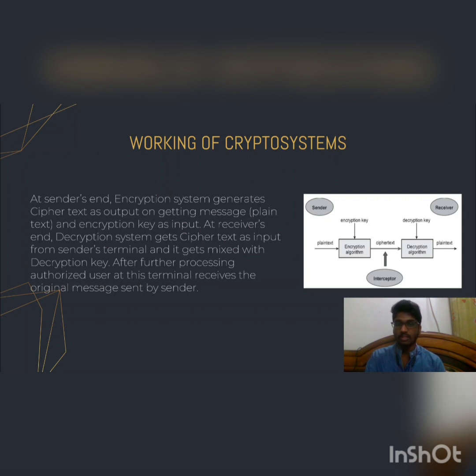Now coming to the working of a crypto system, first at the sender end, a plain text will be sent along with an encryption key, so that the encryption algorithm converts the plain text into the ciphertext so that the data is protected. And when the receiver wants to decrypt it, the receiver enters a decryption key into the decryption algorithm, and the authorized receiver will receive the plain text.